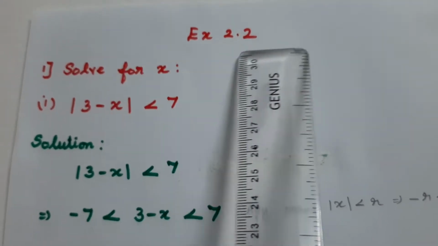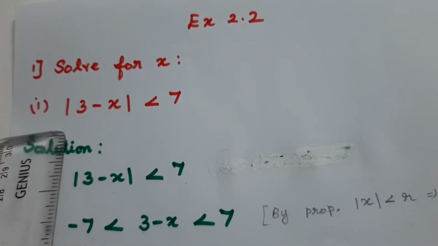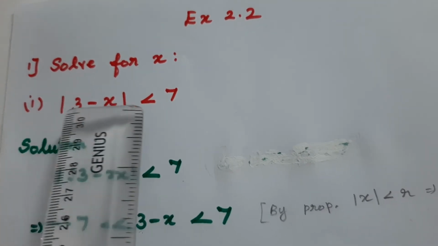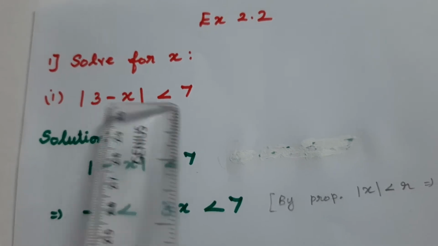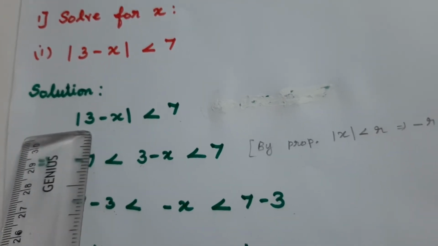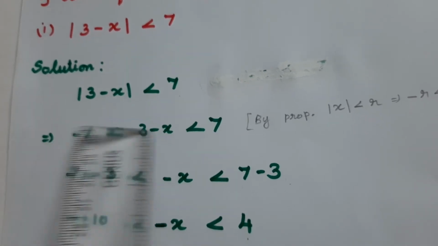Now exercise 2.2, first sum, solve for x. First subdivision: given absolute value of 3 minus x is less than 7, that is, modulus of 3 minus x is less than 7. Coming to the solution, what is given is modulus of 3 minus x less than 7. This is in what form?